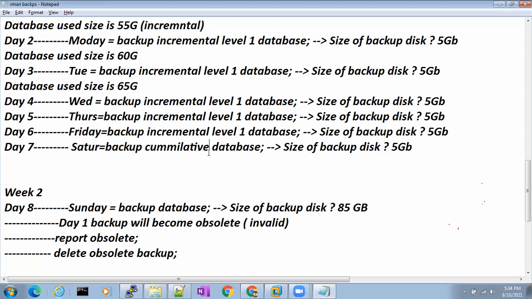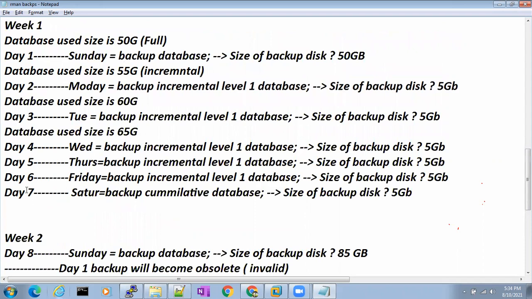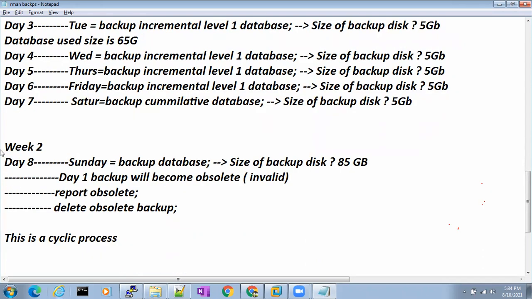So what is cumulative? Cumulative means sum of incrementals. What are the sum of incrementals? Day 2, day 3, day 4, day 5, day 6, total incremental backup. So if, for example, day 8 is missed, nothing is going to happen. Once this backup is completed, then it will become obsolete, right? So day 9 will take the last backup as reference, and whatever the Sunday backup missed, it will cover in day 9.